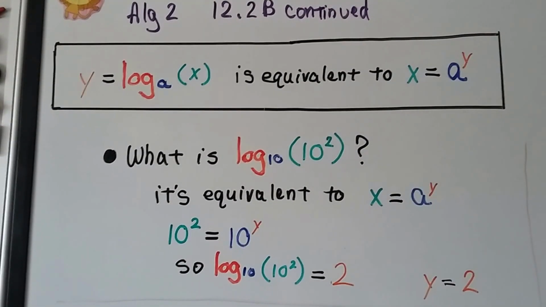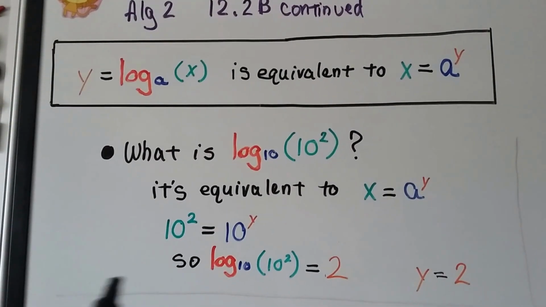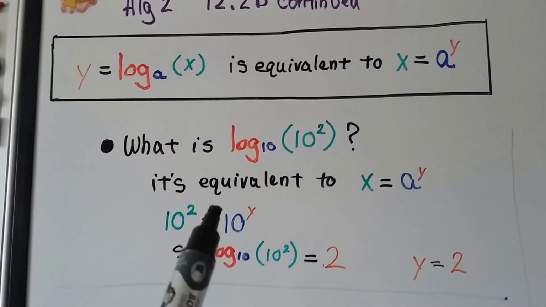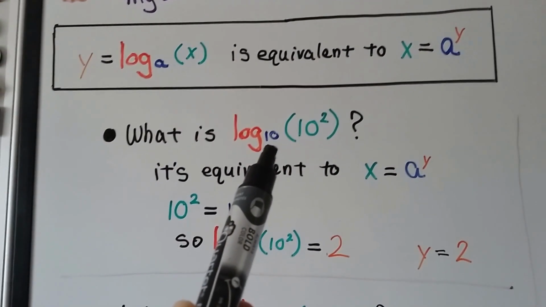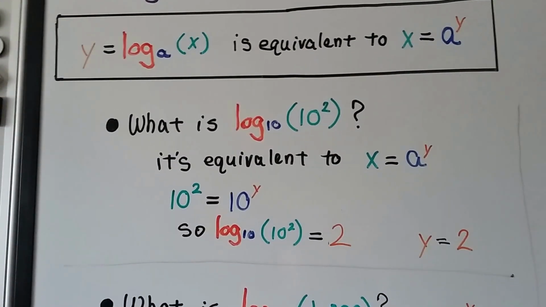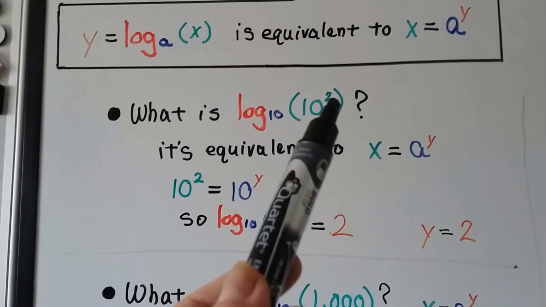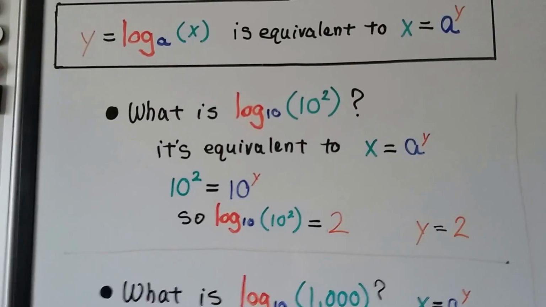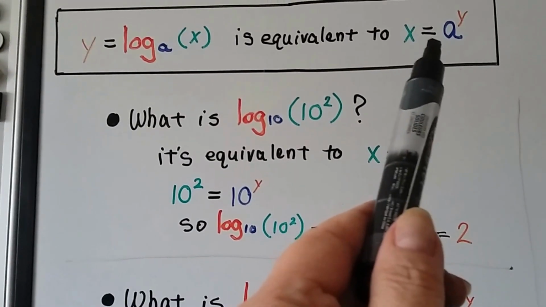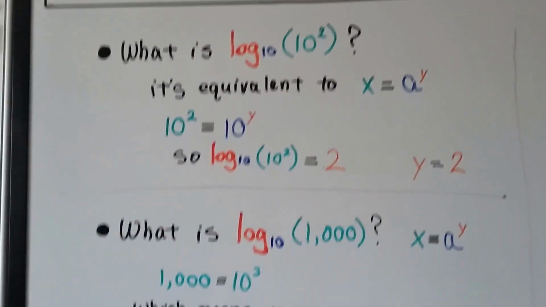So if we're asked what is log base 10 of 10 squared, well, we need this to be the base, and we need an exponent that's going to make it equal to 10 squared. Well, that's right in front of our face. It's going to be a little 2, isn't it? So it's going to equal 2. So just keep this in mind, this x equals a to the y power, all right?